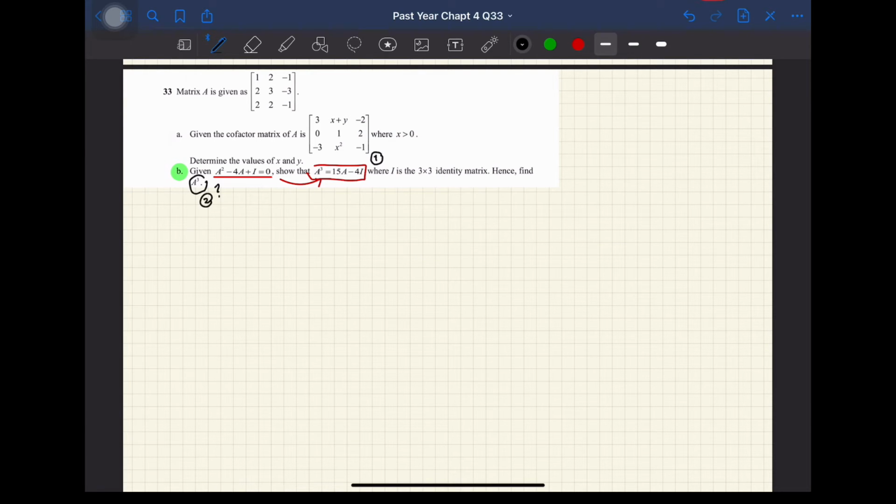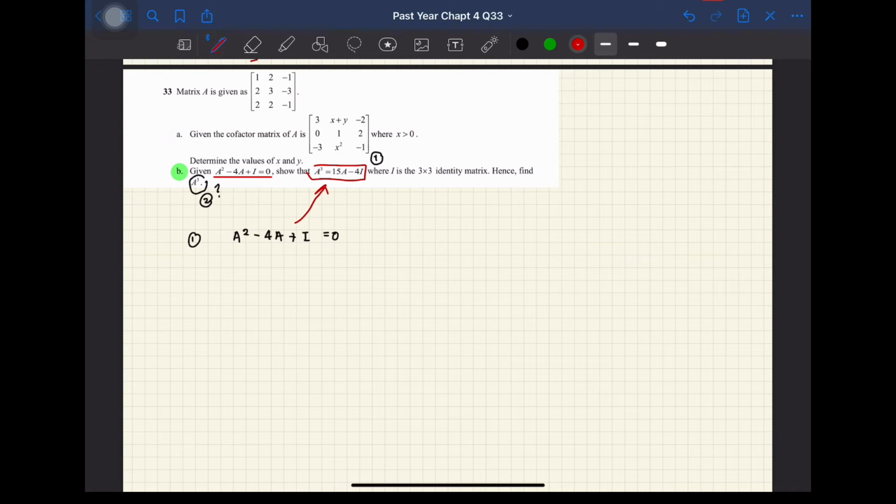Okay, so kita buat dulu first part. First part kita ada equation asal. We have A square minus 4A plus I equal to 0. So sekarang ni soalan nak kita showkan yang kita ada ni sekarang, dia boleh jadi dalam bentuk ini. So macam mana kita nak dapat yang tu?